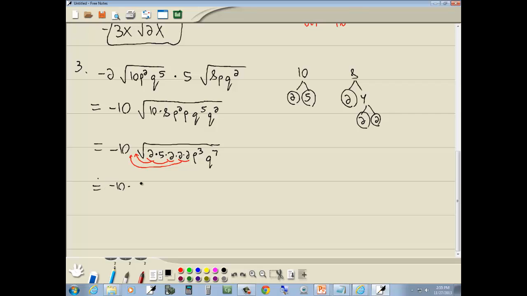So we got negative 10 times 2 times 2. And we're left with a 5 inside. P to the 3rd, Q to the 7th. Well, 2 times 2 is 4, times negative 10 is negative 40.